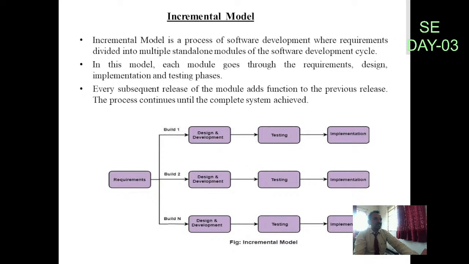Coming to another module of the incremental model, module 2, say the requirements. After requirements, we move to the design and development. Once this particular phase of the module has been completed, next it moves to the testing. Next it moves to the implementation. And in that manner, the incremental model process will be done.